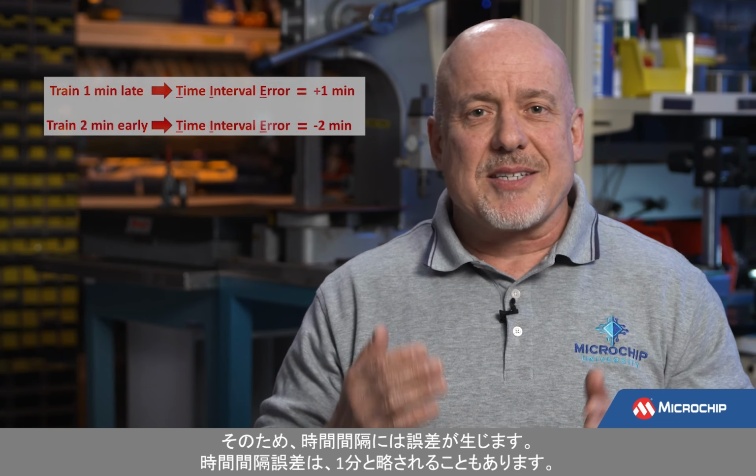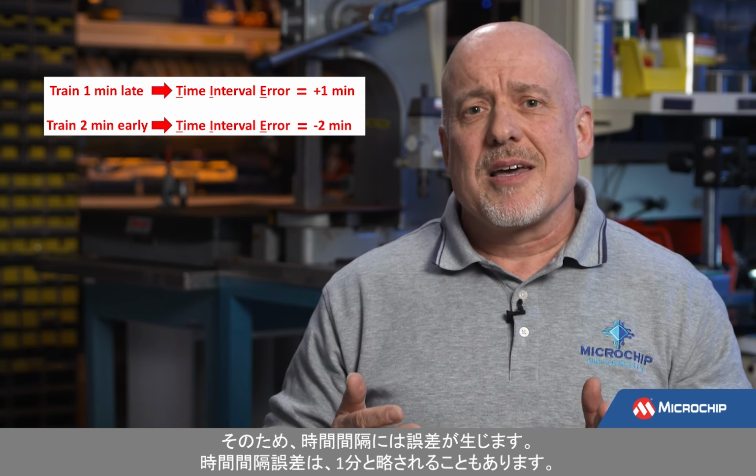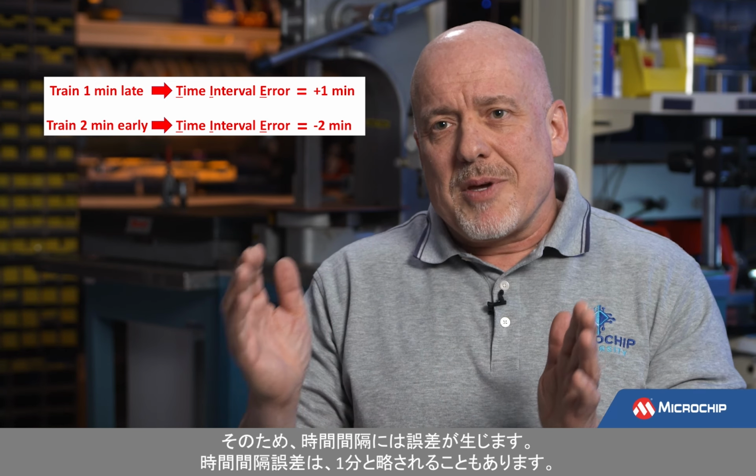What if, for example, the train on one day leaves at 8:01 a.m.? The time interval is now 1 day and 1 minute. It's 1 minute longer than it's supposed to be. And so the time interval has an error, a time interval error, sometimes abbreviated as TIE, of 1 minute.